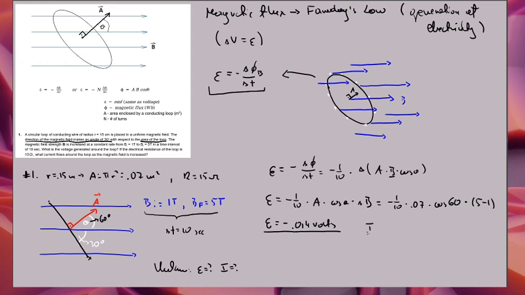I can also calculate the current because current is delta V over R. And so I have here, keep the negative, but don't worry about it, negative 0.014 divided by the resistance, which was 15, and that gives me almost 0.01 amps, and we could leave it there.